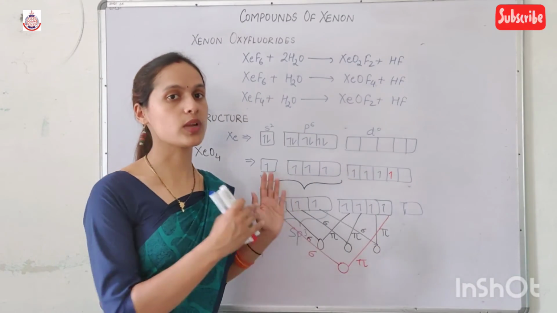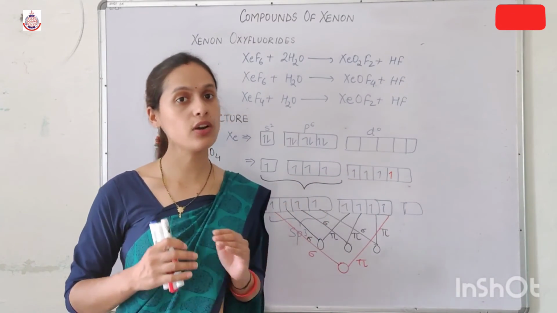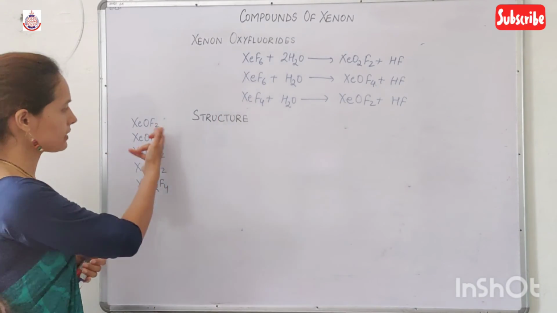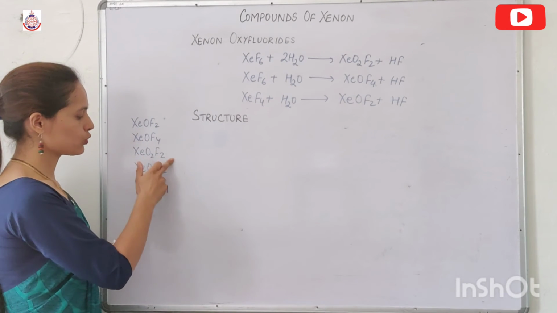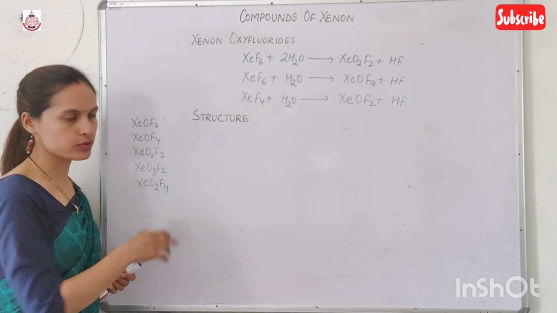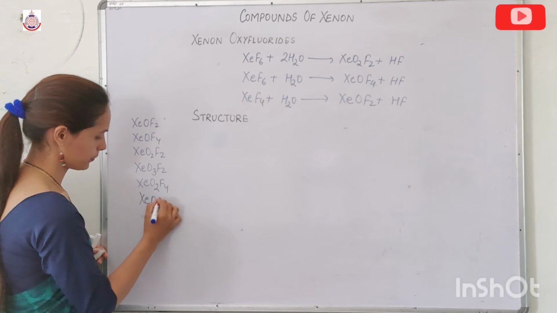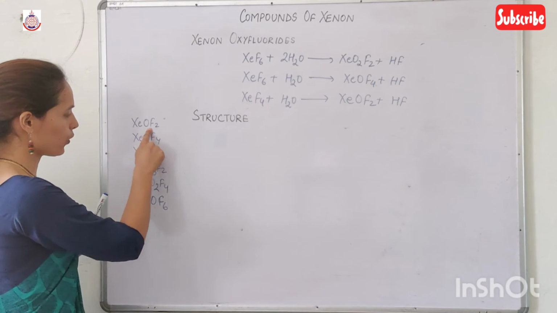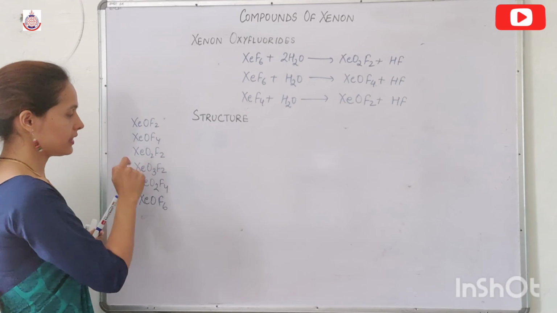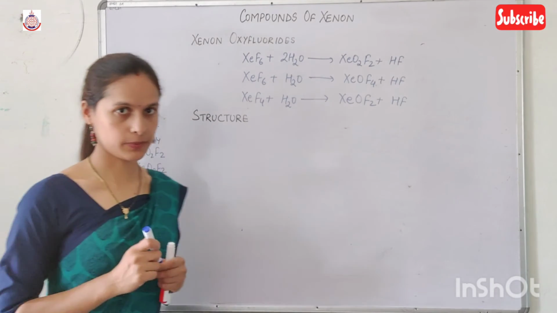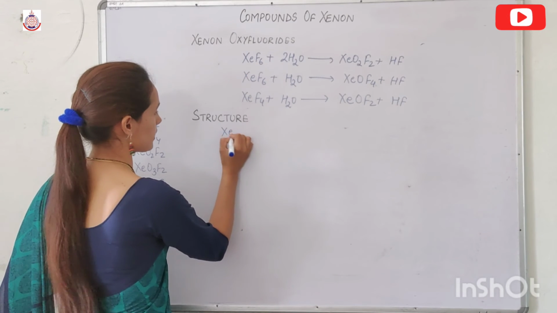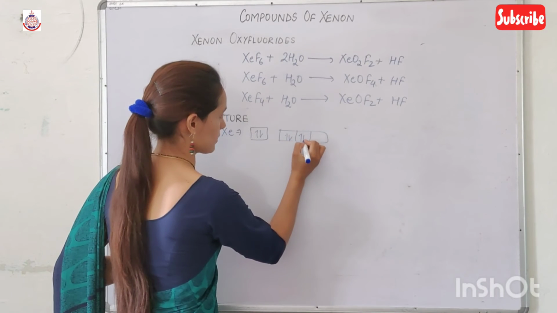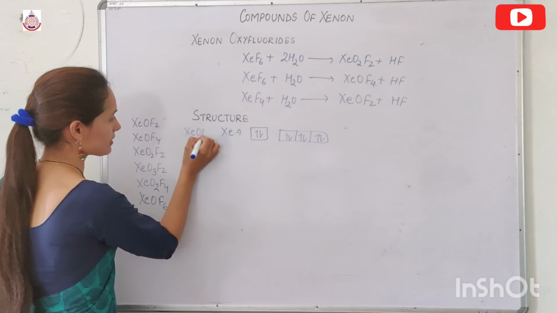Now in a similar way, we'll find out the structures of xenon oxyfluorides. Now xenon forms XeOF2, XeOF4, XeO2F2, XeO3F2, XeO2F4 and XeOF6. Now I'll tell you the structure of XeOF2 and XeO2F2. Then the structures of the other 4 you tell me. Clear? Now Xe in the ground state, its configuration is s2p6.